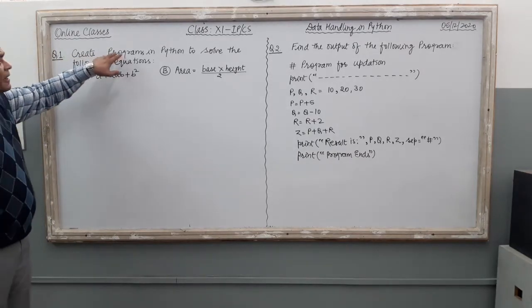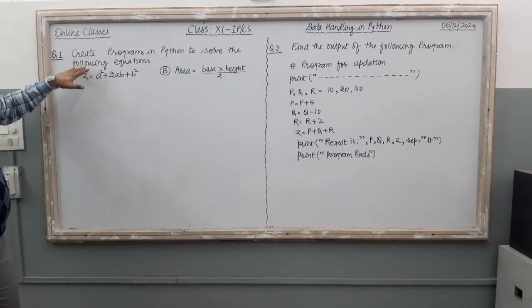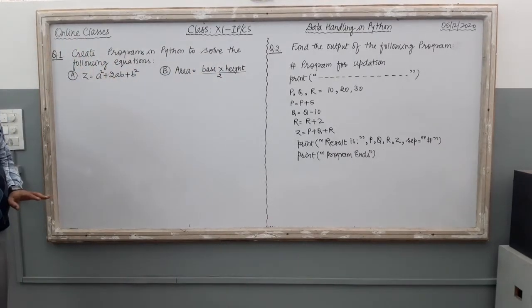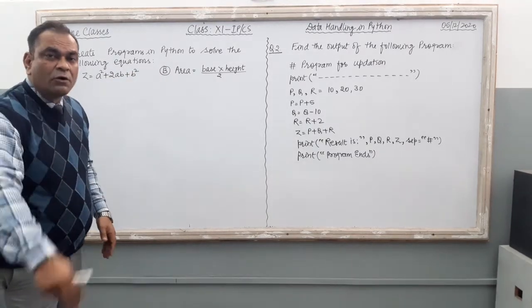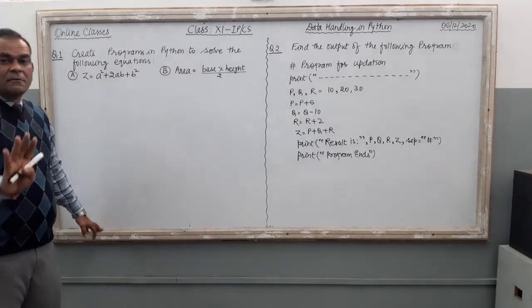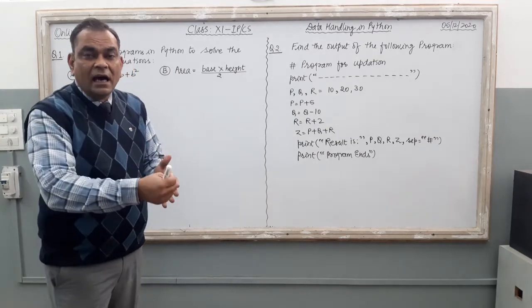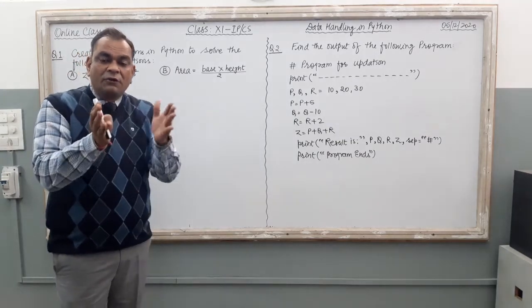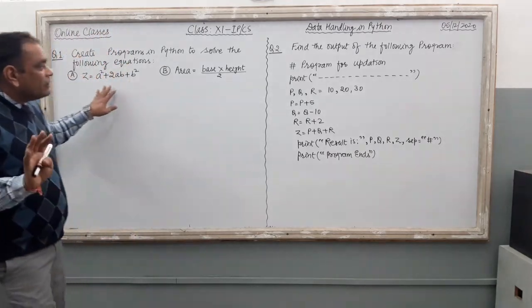Create programs in Python to solve the following equations. Right? 2 different types of equations are there. Means you have to create 2 different programs. Here, the equation is already given in the question paper. जैसे ये क्वेश्चन आता है फाइंड द एरिया ऑफ द ट्राइंगल. हियर द फॉर्मूला फॉर दैट इज दिस वन. Right? So, the formula is given in the question paper.